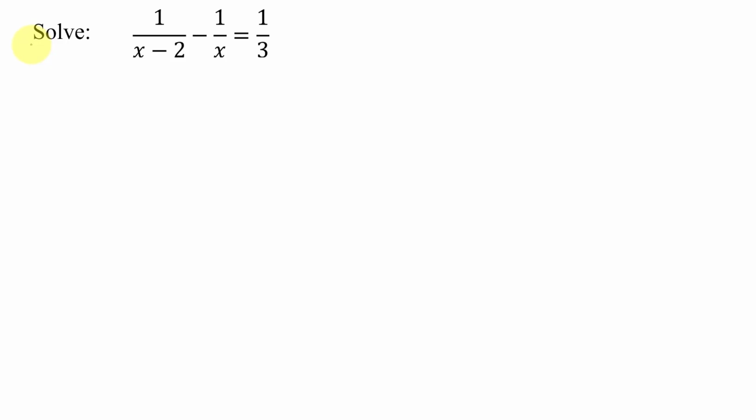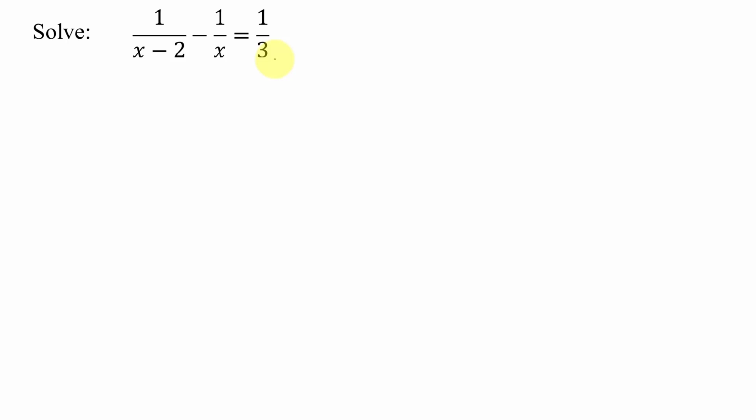In this example, I need to solve the equation 1 divided by the quantity x minus 2 minus 1 over x equals 1/3. Well, what type of equation is this? Notice I have variables in the denominator, so this is a rational equation. And how do we solve those? We find the least common denominator and then we multiply every single term in the equation by the LCD to get rid of the denominators.